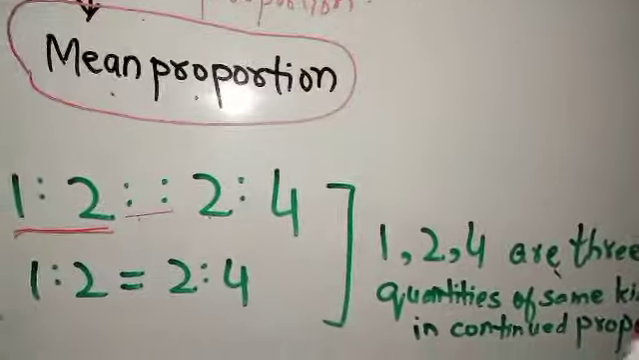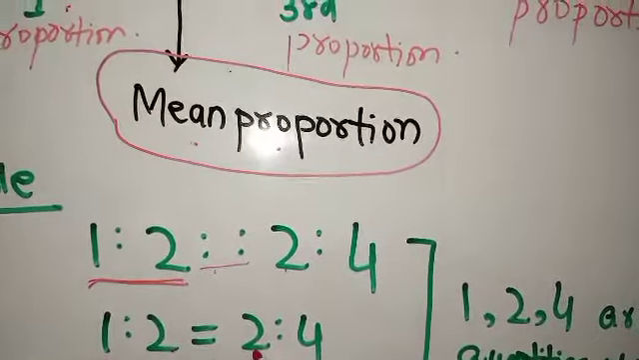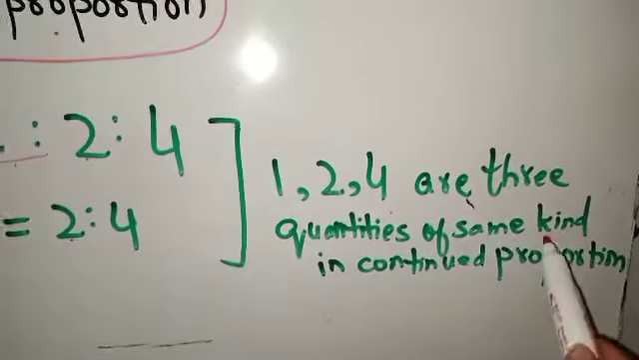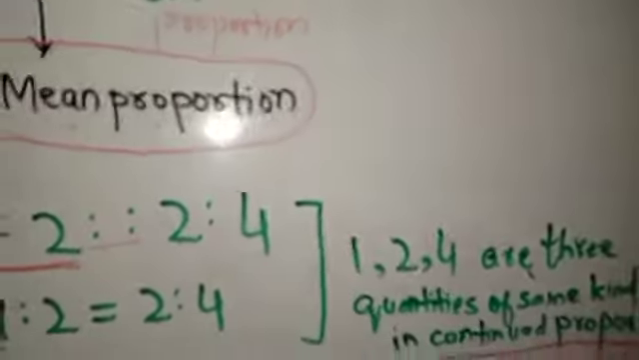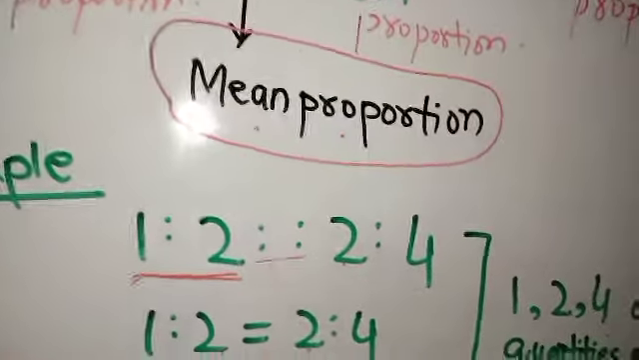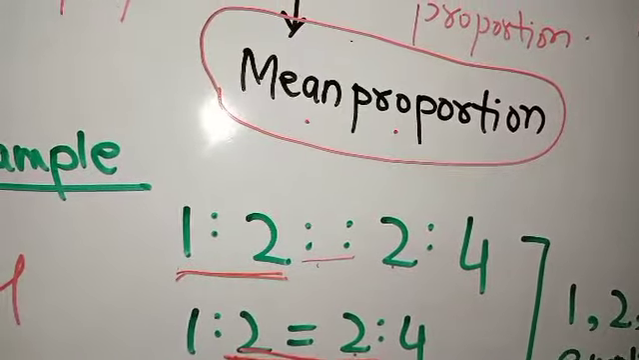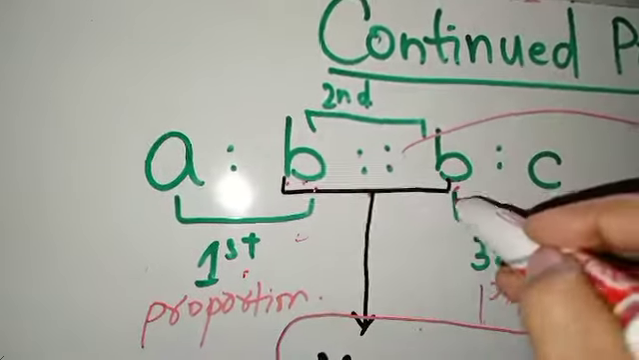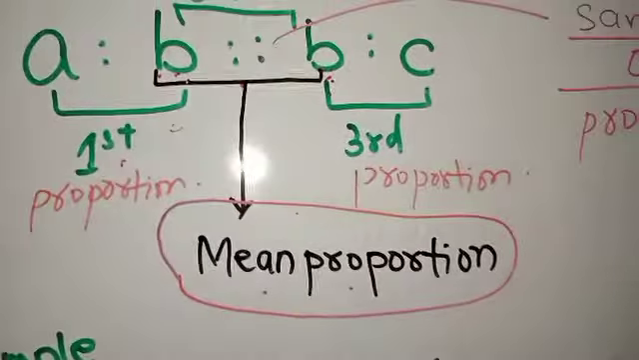And what is in continued proportion? 1, then 2, we will not write 2 again, then 4. 1, 2 and 4 are three quantities of the same kind and are in continued proportion. What you have observed here is that in continued proportion, this term will always be repeating. Here also, B is repeating when you write B after the four dots. That's how it becomes continued proportion.